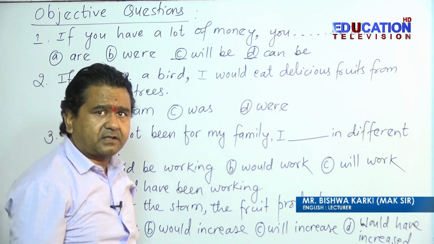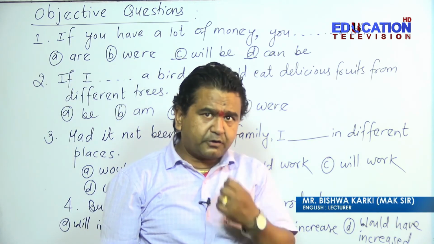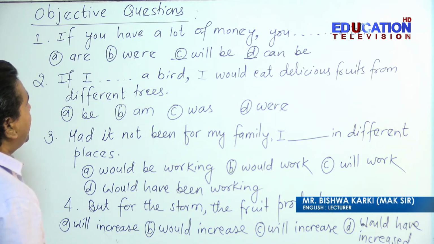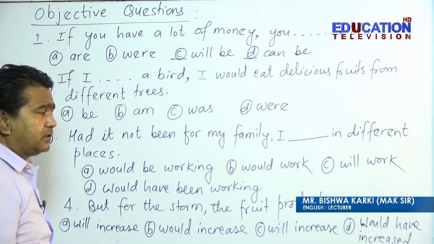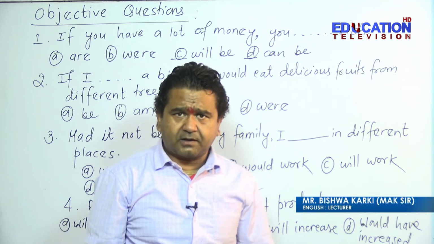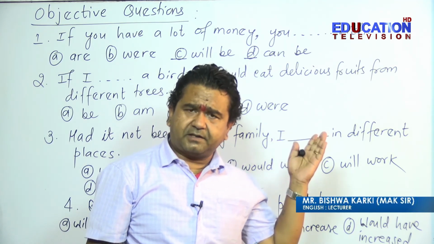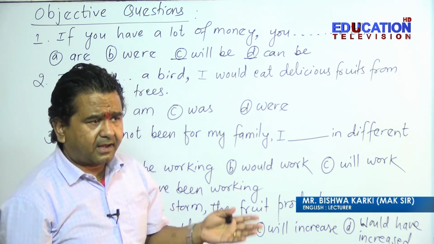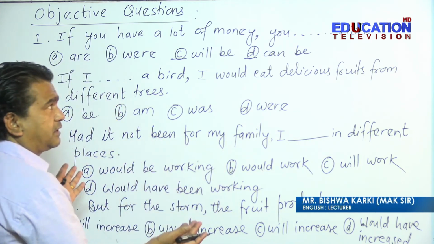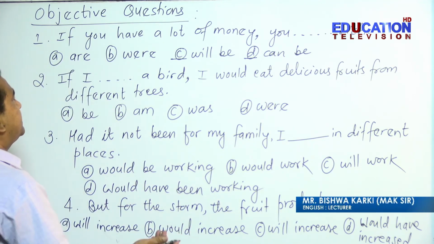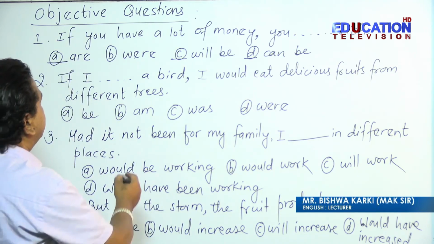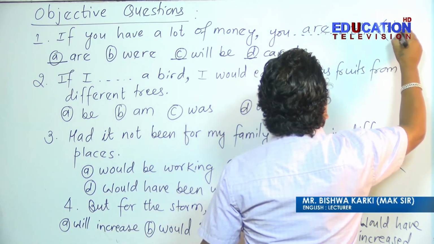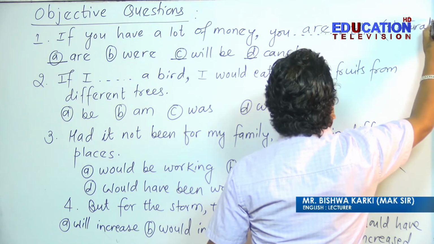But remember the sense also now. Don't do your answers in a hurry. Think twice. If you have a lot of money, you ... be rich. That is natural. It's not certain, this possibility and permission and others. This is a natural phenomenon. So when there is something natural, as we have done, both sides can be simple present. So which one is simple present? Are. So your correct answer is, if you have a lot of money, you are rich. So both sides simple present. Why? Because this is natural.